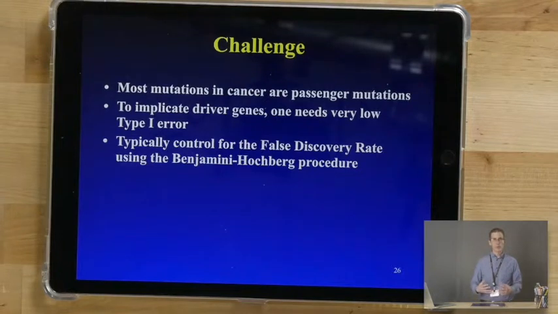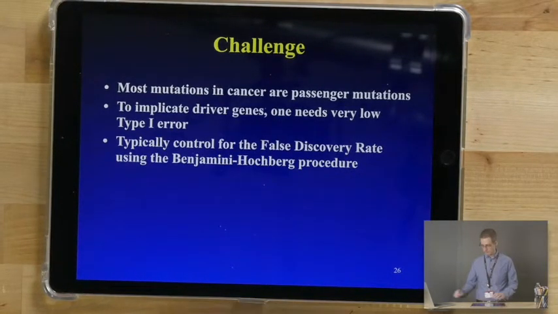The typical way in practice to control this error rate is to use the false discovery rate through a method called the Benjamini-Hochberg procedure.